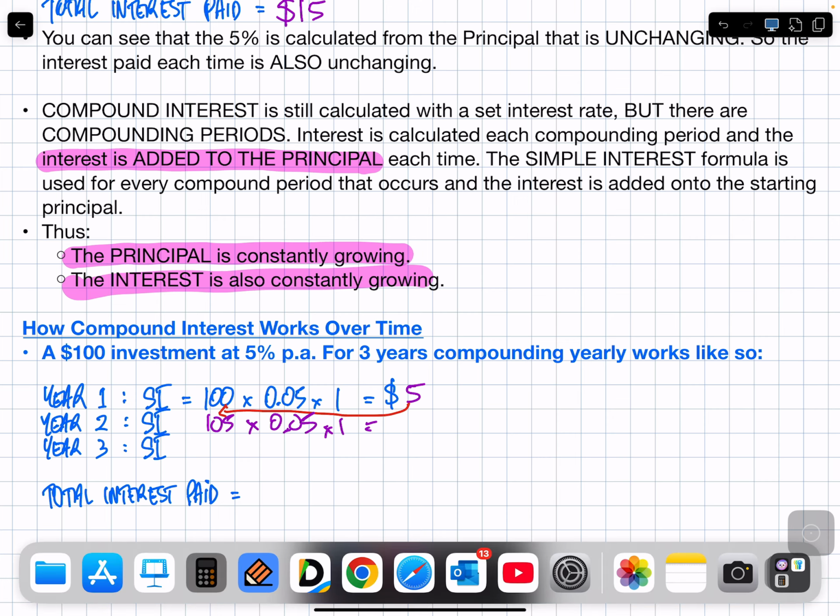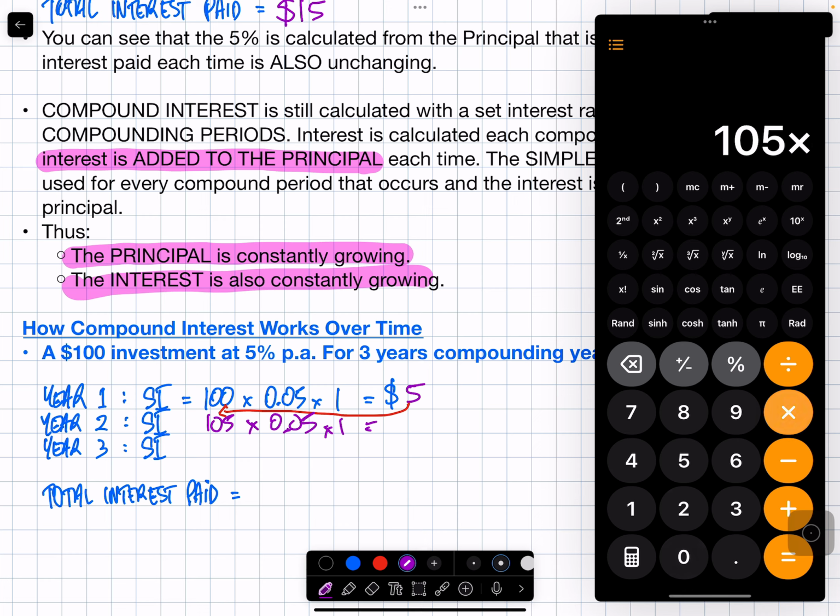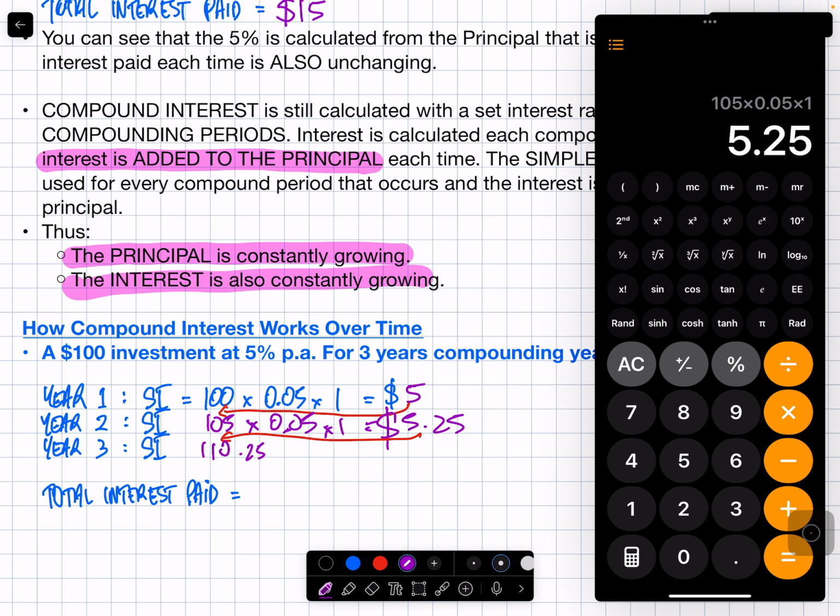We'll see. 105 times 0.05 times 1. So in the next year, it's going to generate $5.25 of interest. And in the third year, that interest doesn't fly off. It gets added onto here. So in year 3, the starting amount is going to be $110.25 because that $5.25 gets added on to 105. So 5% of that, 110.25 times 0.05 times 1. So in the third year, it generates $5.51.